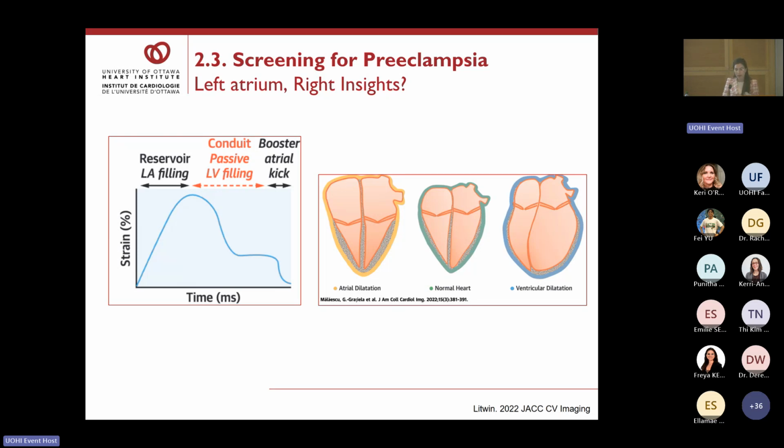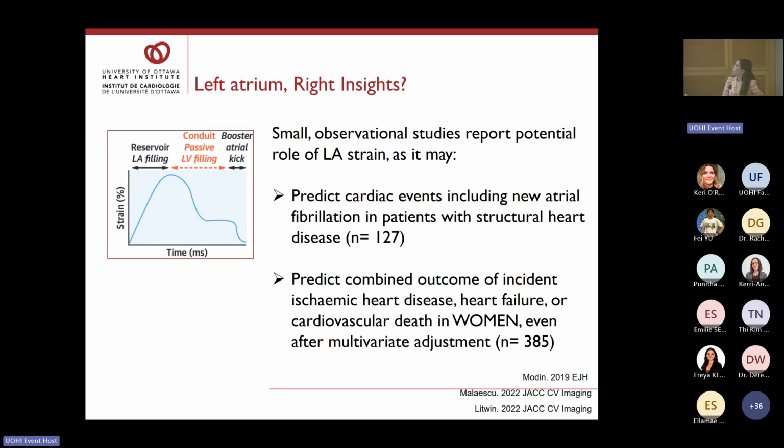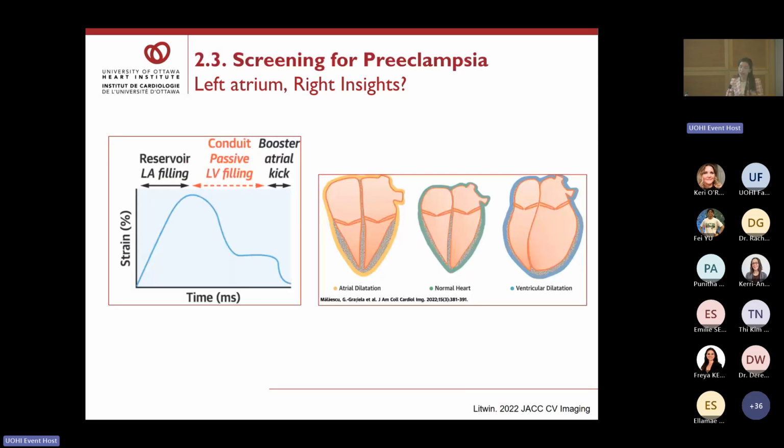So we need to understand the cycle that the left atrium goes through. During ventricular systole, the LA actually acts as a reservoir as it's filling, and it's dilating. During diastole, it is acting as a conduit, where initially, in very early diastole, there's rapid filling, and then a plateau of diastasis. And lastly, we have the atrial kick.